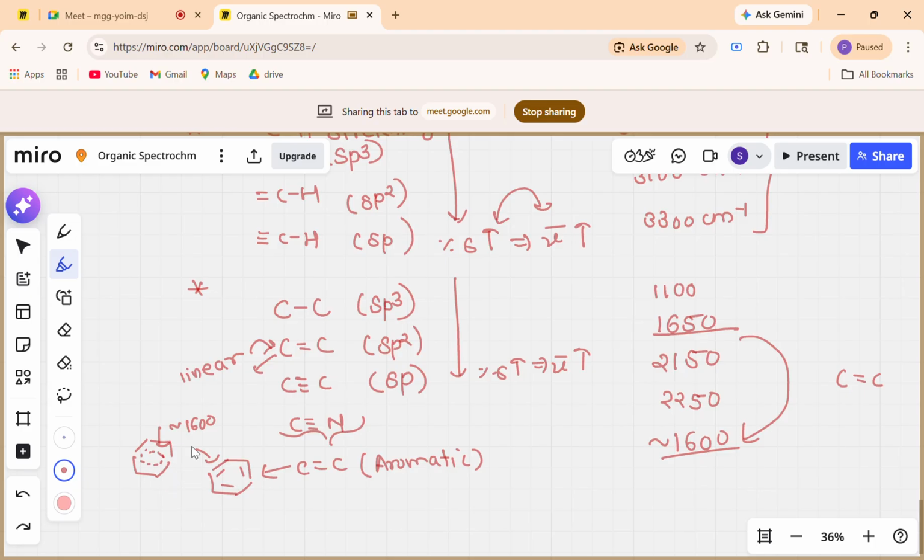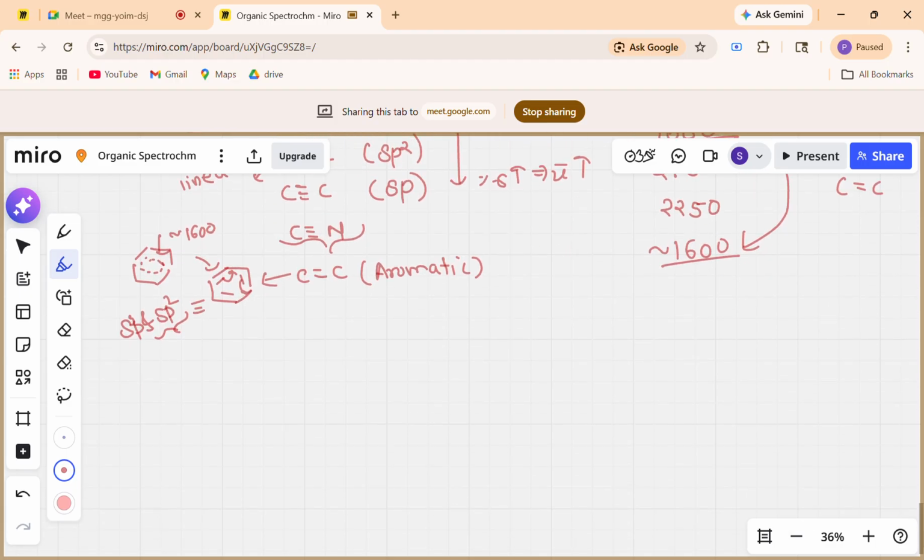So why is it there? Because when you're talking about linear system, a pure sp2 hybridized system is present. But when you're talking about aromatic, we already know that we draw resonance in the molecule, right? So this double bond and single bond are in resonance with each other. So we can say that the bond length is between sp3 and sp2. So it's like partial double bond character, and that's why its value is getting decreased by about 50 units. Okay, understood?